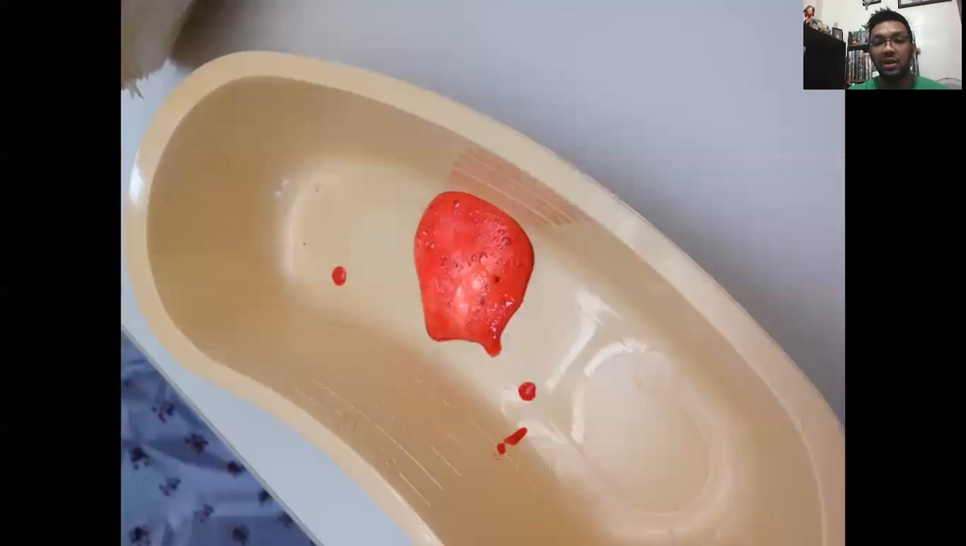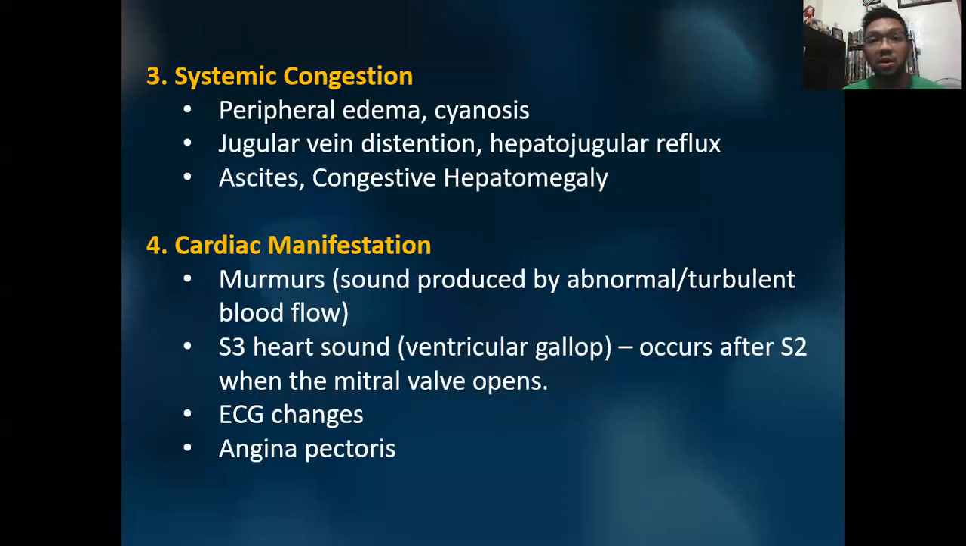But for right-sided heart failure, systemic congestion is going to occur, since the backflow of blood in the right side of the heart will go back to the rest of the system through the vena cava. What are they? We have our organs, such as the liver and the spleen, which are part of the abdominal cavity. It will primarily backflow there. And the jugular veins can be very evident. And of course, our extremities are going to experience edema.